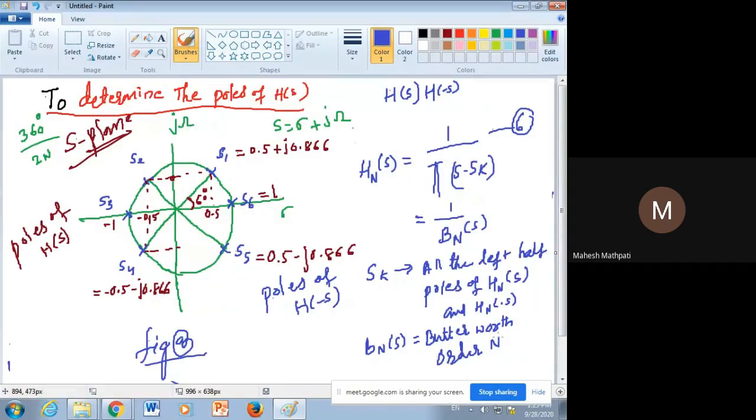So what does this mean? All the left half poles of Hn of s and Hn of minus s. Left half poles means only the poles which are lying on the left half, so from here, these on this side. So which poles are there now? s2, s3 and s4. So you have to remember one condition again: for the system to be stable, all the poles should lie on the left half of the s plane, so you may expect this as an MCQ again.